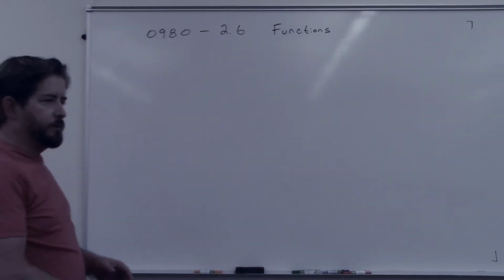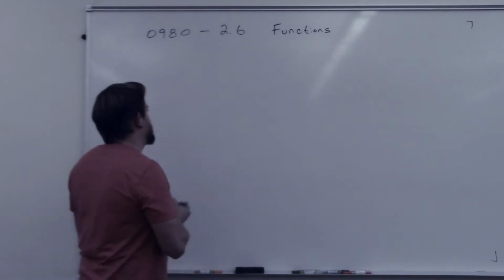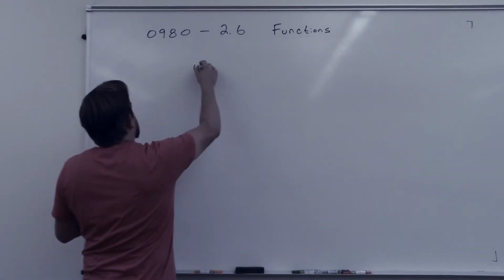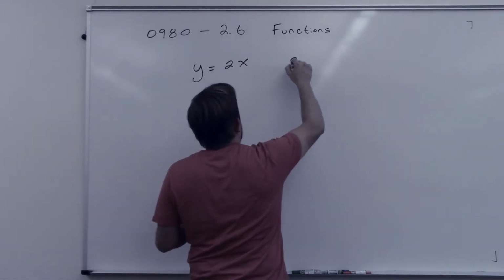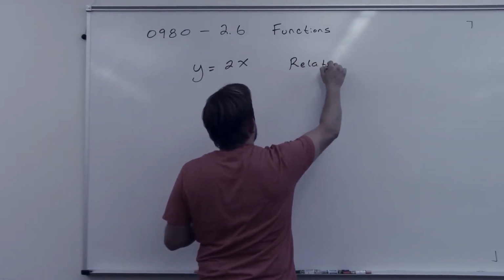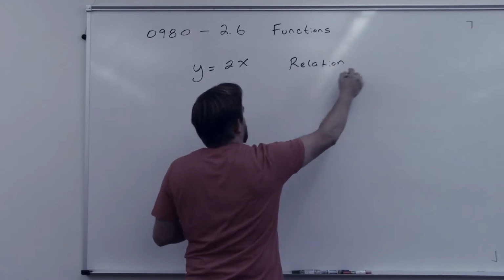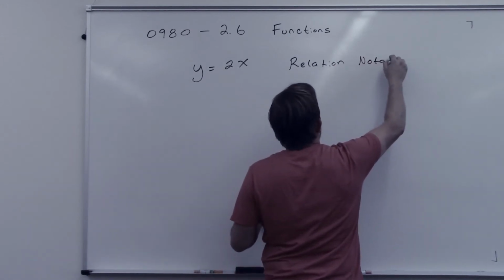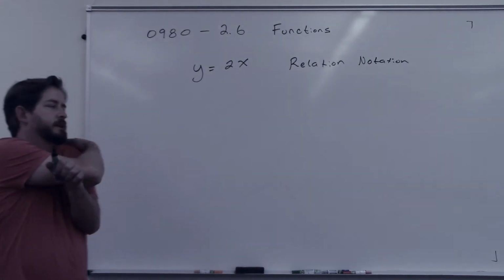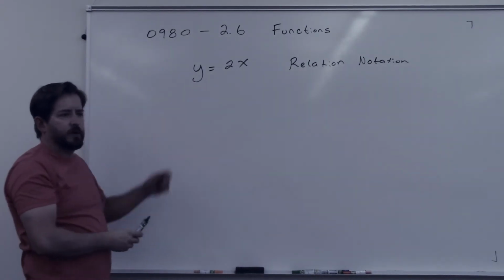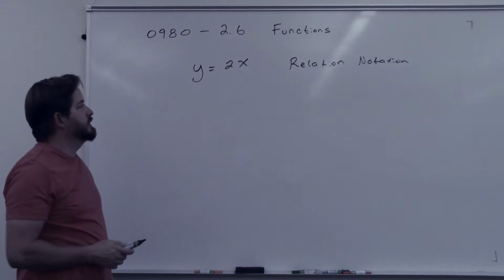Function notation, when we're talking about continuous functions, you know, a lot of times we see things like y equals, I don't know, 2x, right? And this is the relation notation. That there's some relationship between y and x, right? If x changes, y changes. If y changes, x changes. There's a relation there, right?